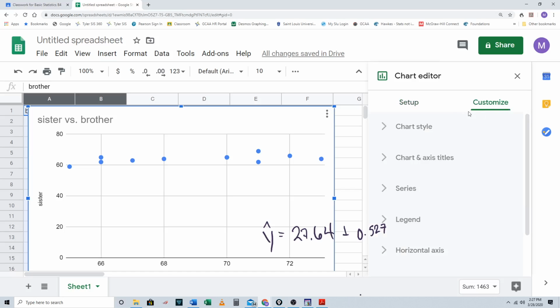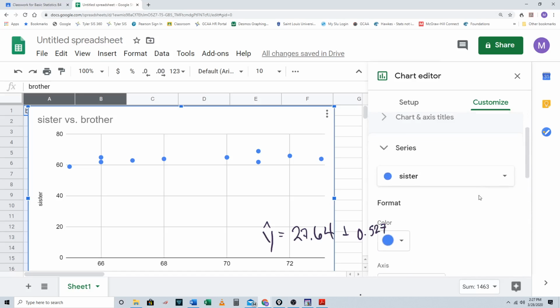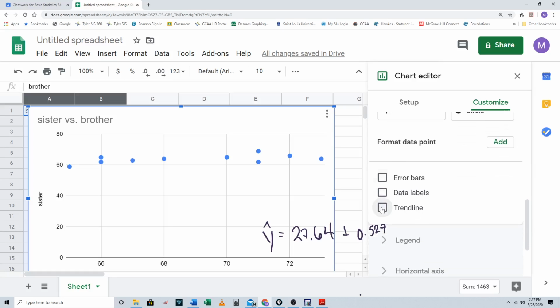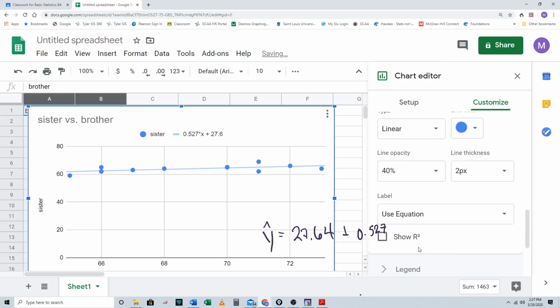Once I have scatter plot selected, go to customize. So again, hopefully you took notes on this. I don't know if you have your notes, but if not, go to customize. Once you insert chart, select scatter plot if it doesn't automatically come up as a scatter plot. Customize and then series. Under series, you're going to see at the bottom trend line, and then under label, you want equation. And there's the equation, 0.527x, and I forgot to write the x there. So let's put that x there.